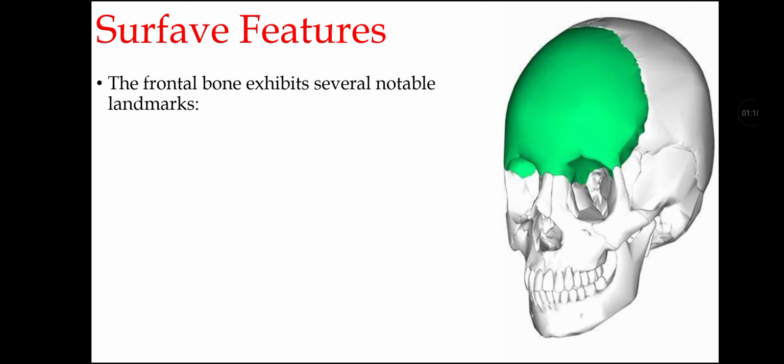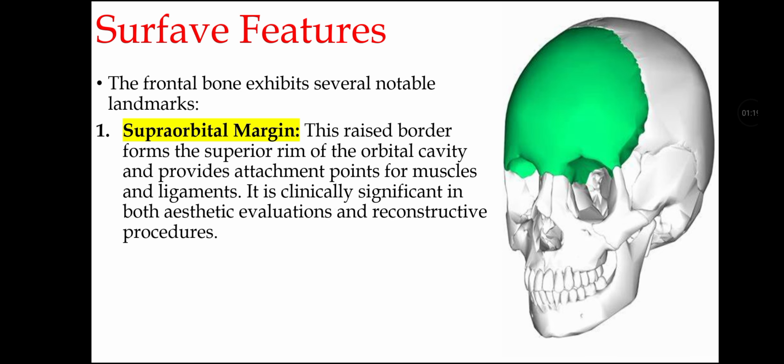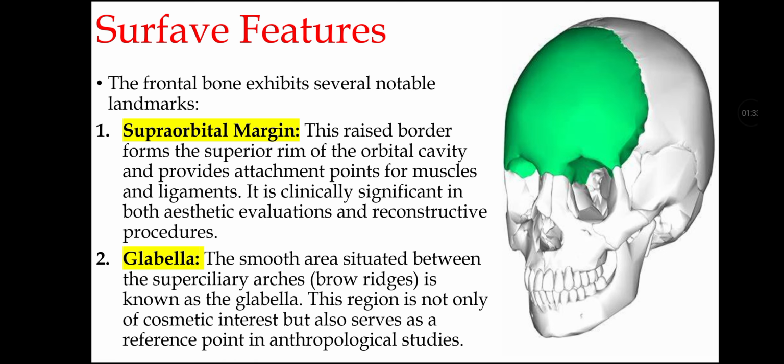Frontal bone exhibits several notable landmarks. The first is supraorbital margin, as this raised border forms the superior rim of orbital cavity and provides attachment points for muscles and ligaments. It is clinically significant in both aesthetic evaluation and reconstructive procedures.